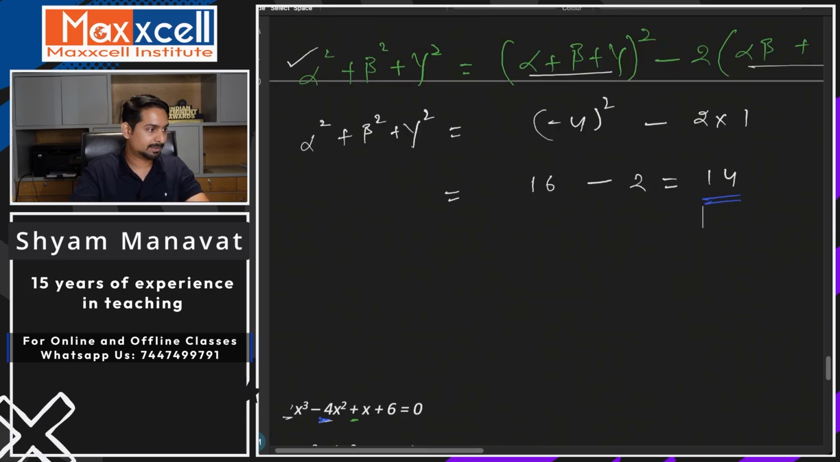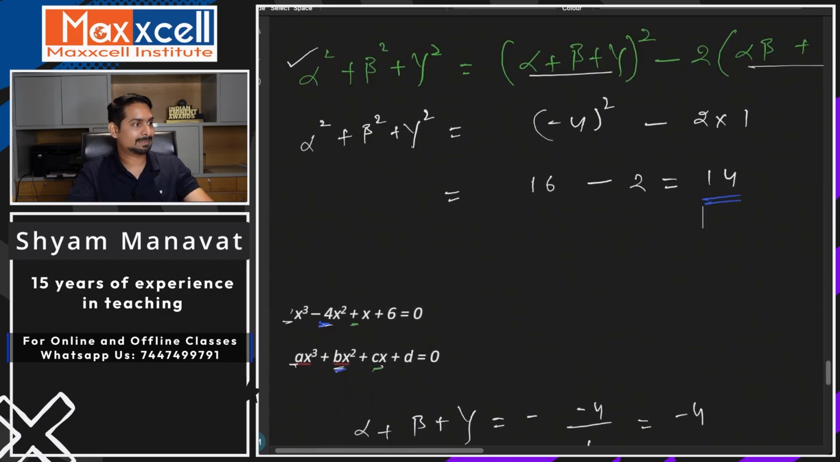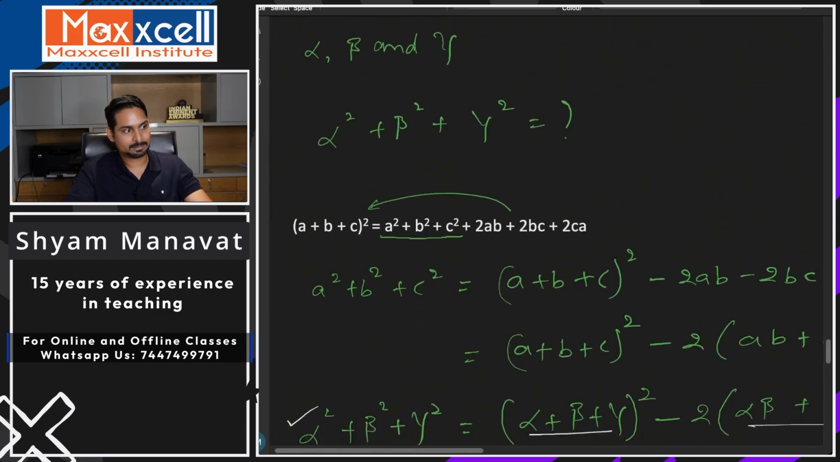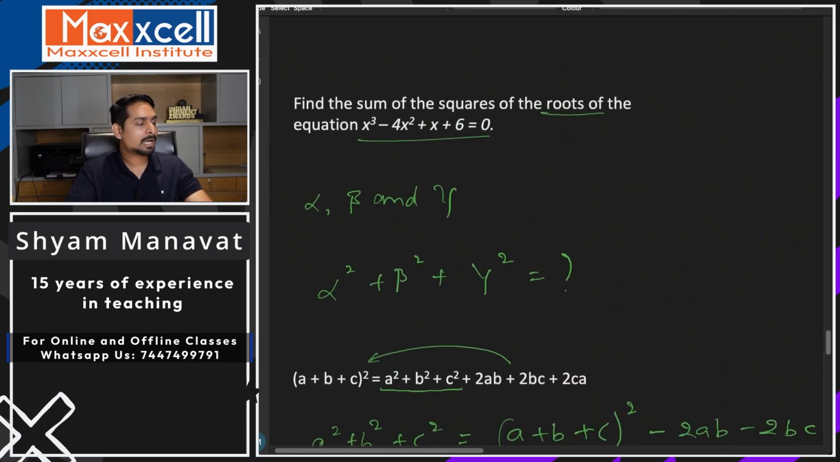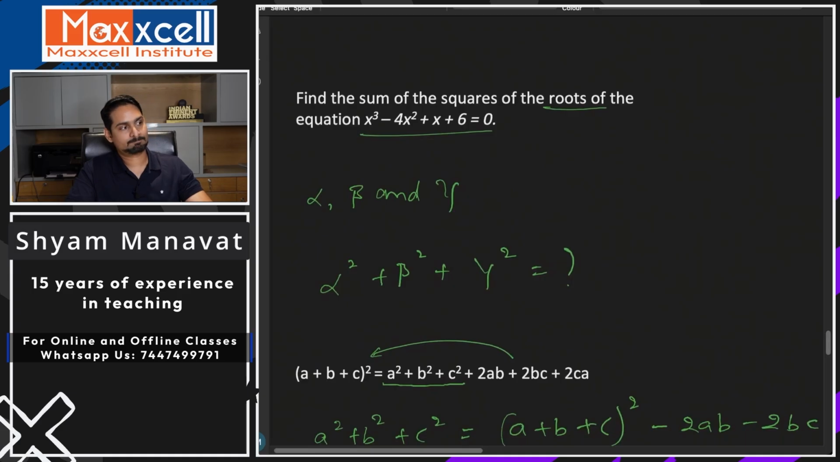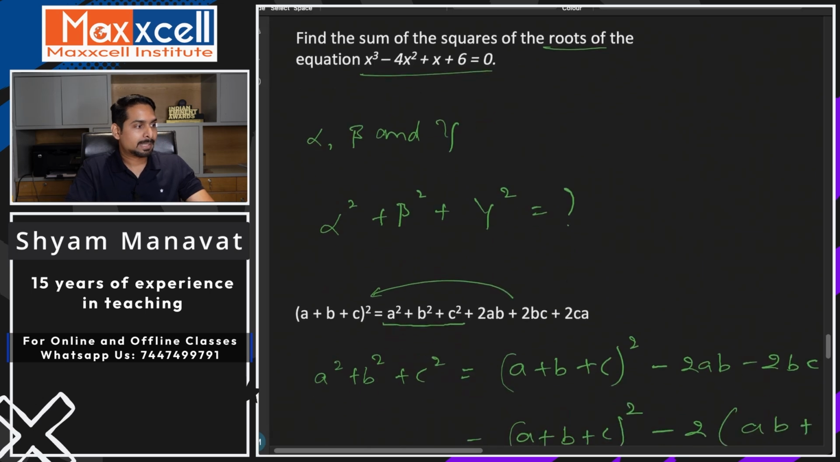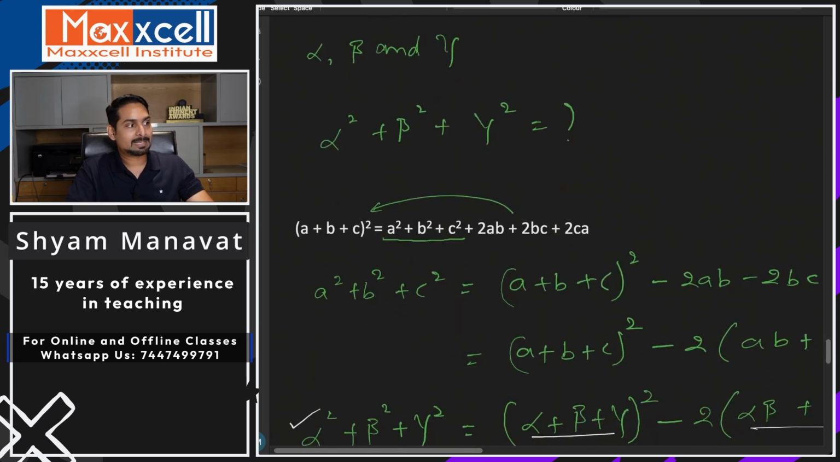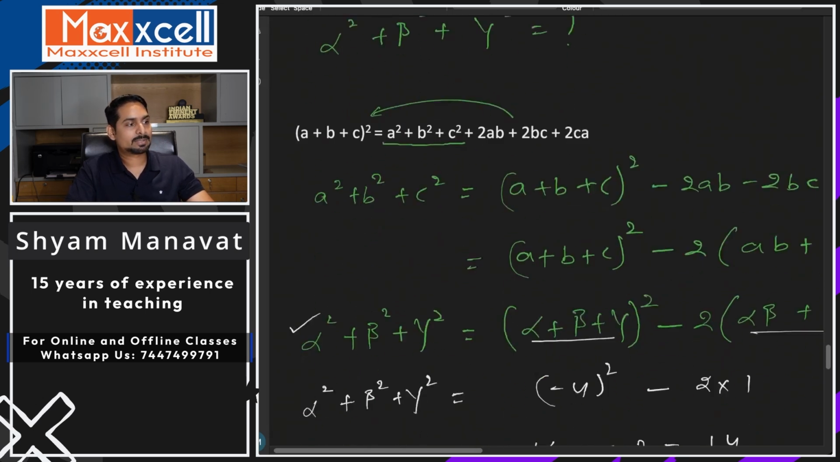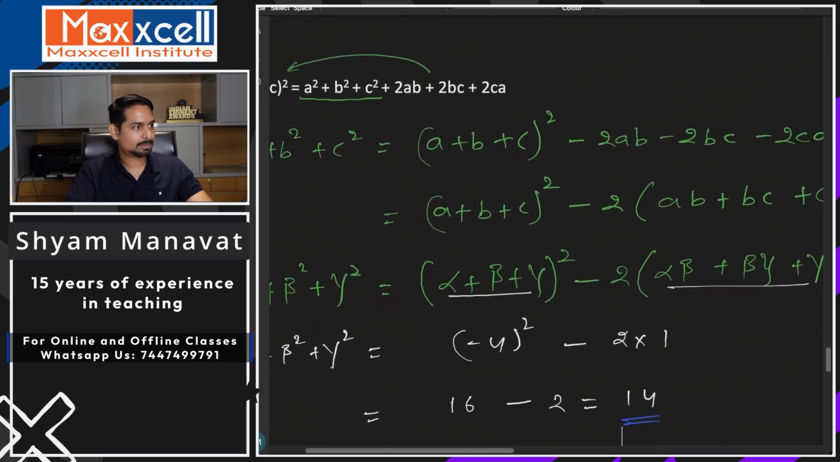Don't find this to be lengthy. I have to explain this formula, that's where I have added some steps here. Otherwise, assuming alpha, beta, gamma as the 3 roots, that's what we assume all the time. So we can do some back calculation to decide which formula to use. If you are comfortable with the formula, you can directly write alpha square plus beta square plus gamma square as this formula directly.